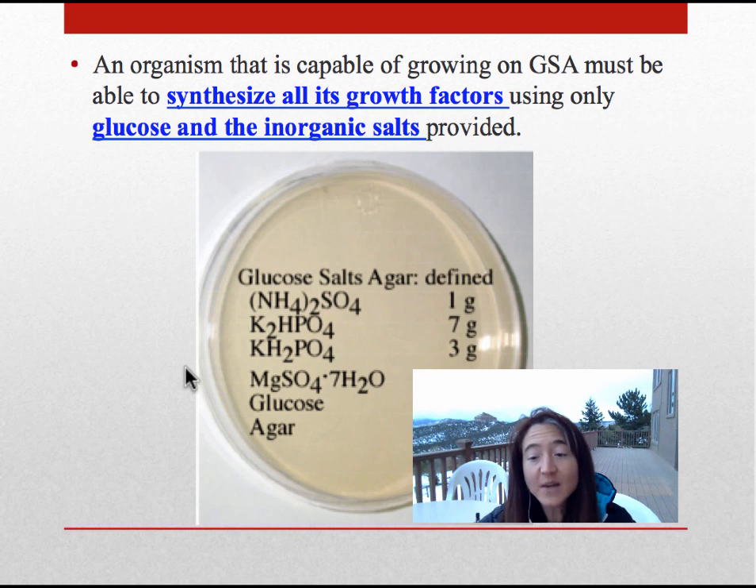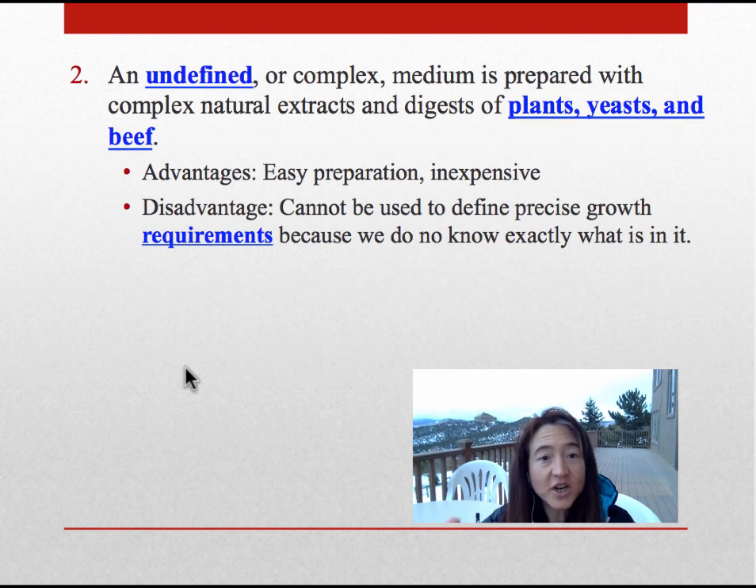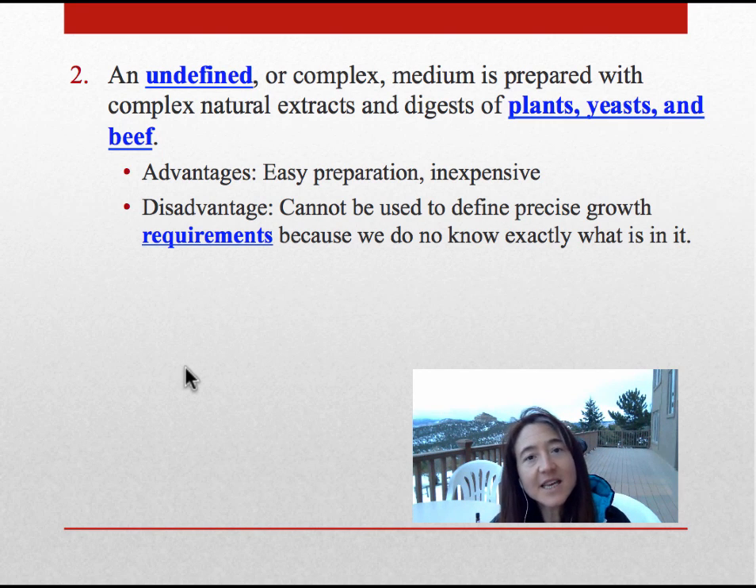Now, on the flip side, we could look at a much richer, more undefined medium. And the way that we make these is by taking an extract from another living organism. Remember how we talked about Louis Pasteur taking an extract from beef and how we contrasted that with an extract from hay? You can take extracts from lots of living things, but the interesting thing about doing that is that you actually can't tell what's in it.